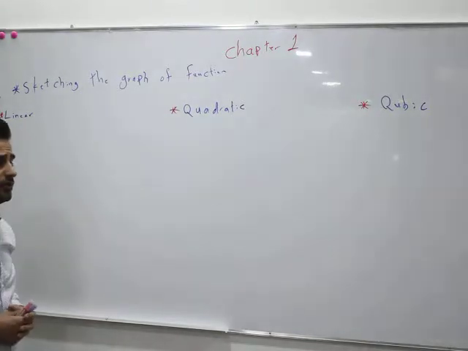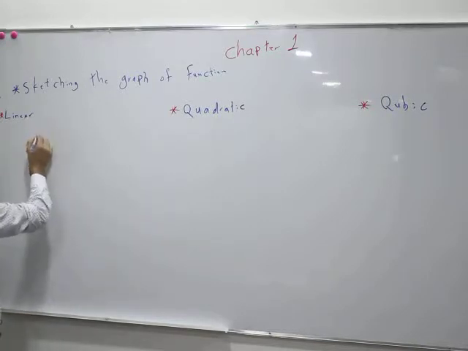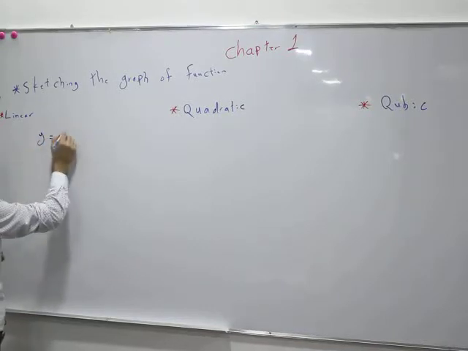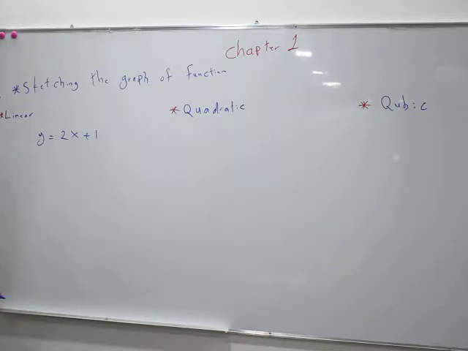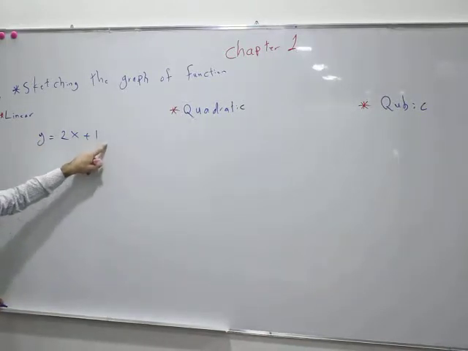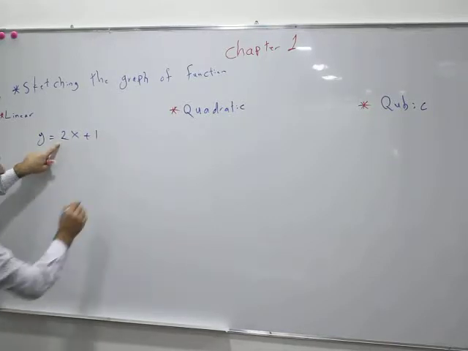First, what do you mean by linear? Linear means this is a line. The graph is a line. Linear, we can say, came from line. Okay, for example, f of x or y equal to 2x plus 1. This is y equal to 2x plus 1. How can I sketch the graph of this? This is the y-intercept and this is the slope.